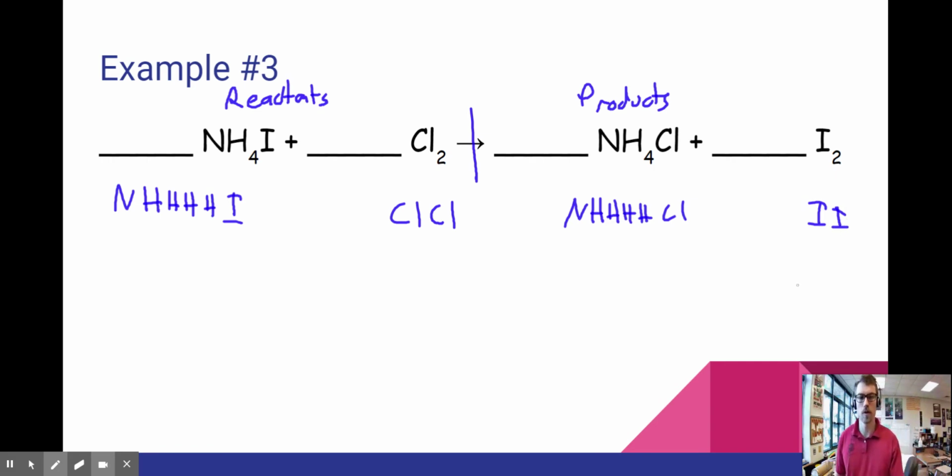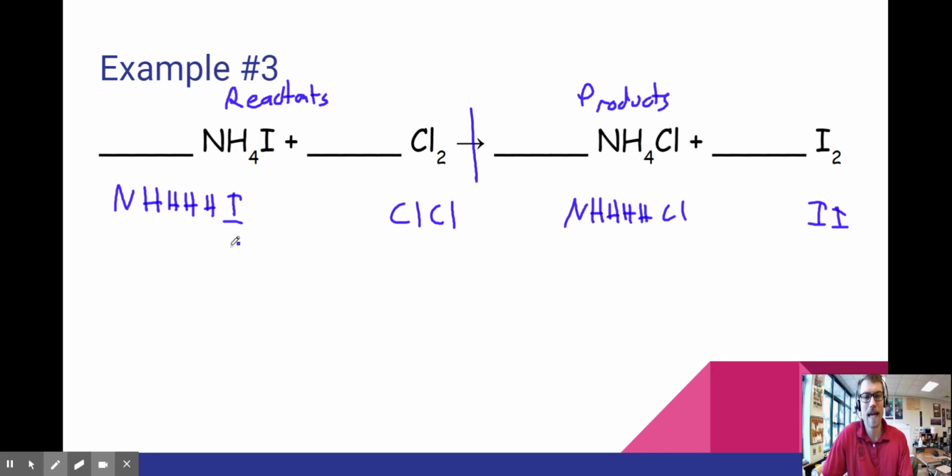Okay, now hopefully we're a couple into this. We should be able to get to the point where we start to recognize what is balanced already and what isn't balanced already, and we need to kind of come back and take a look at. So let's see. We have I2 on the right, so we've got 2 I's on the product side, but we only have 1 I on the left side.